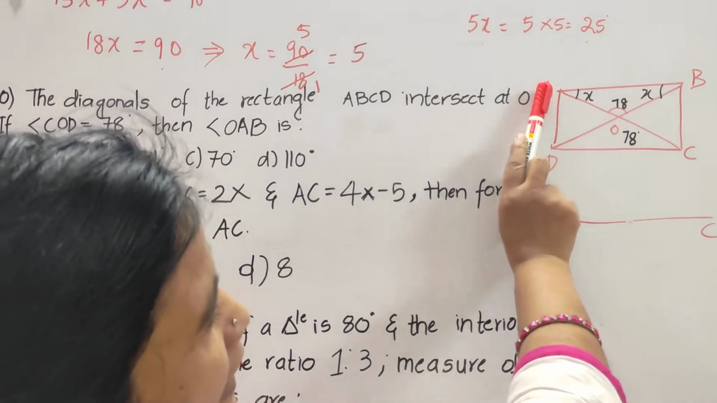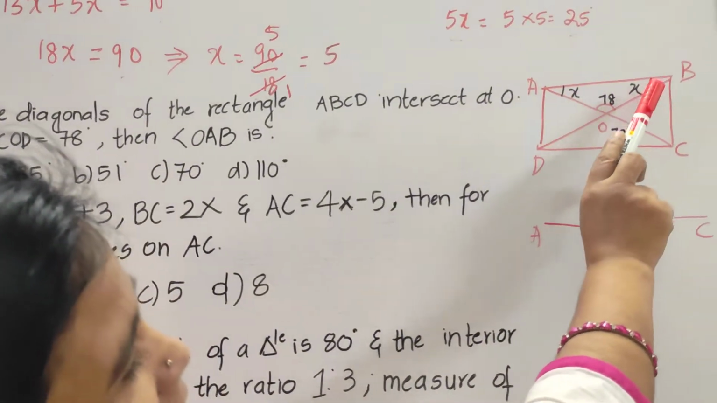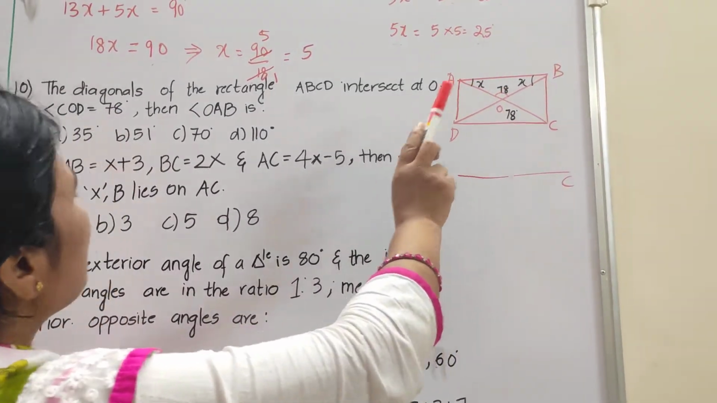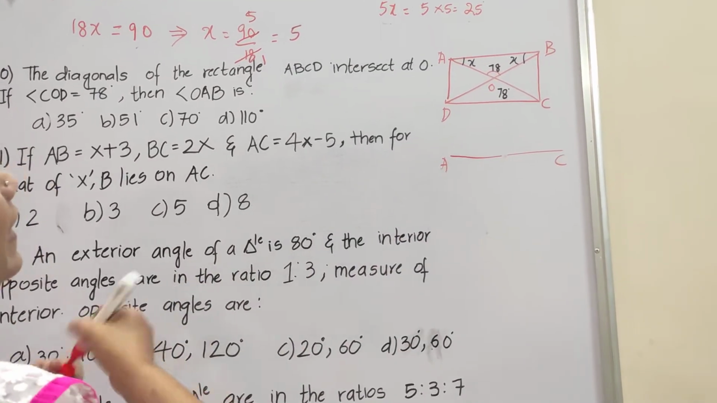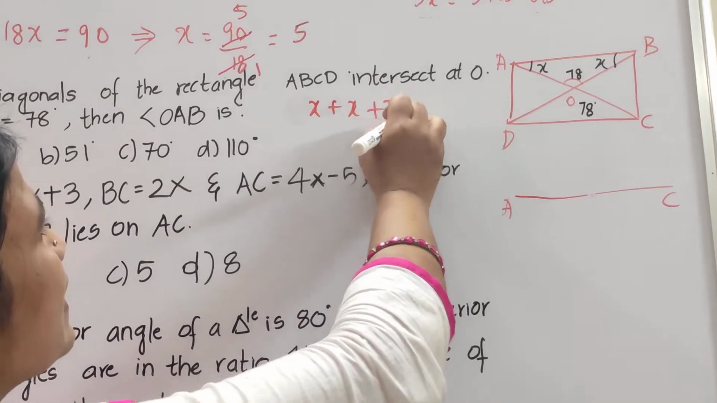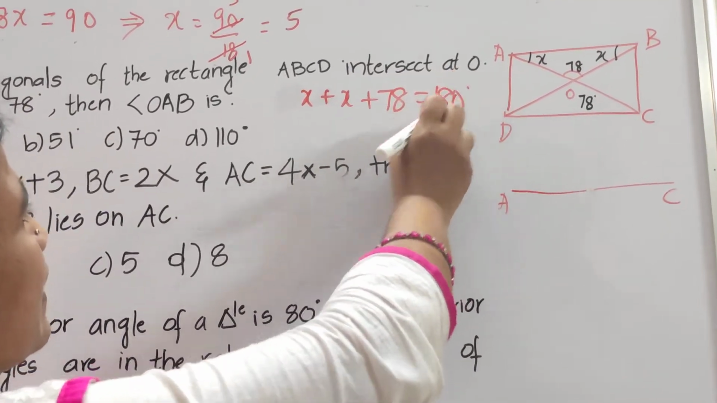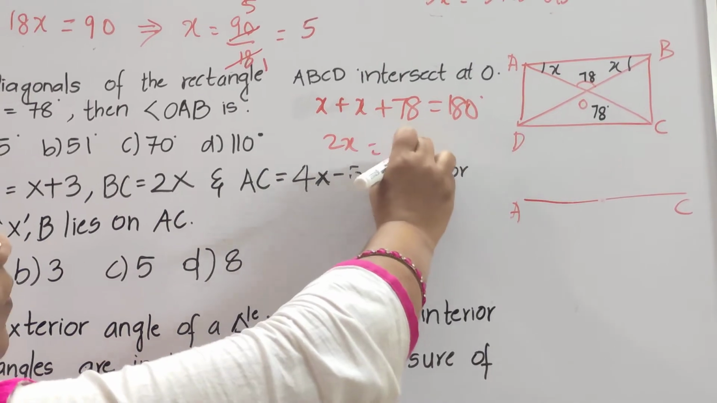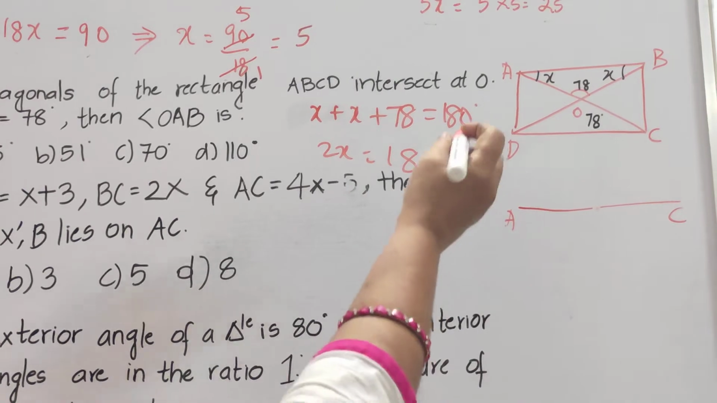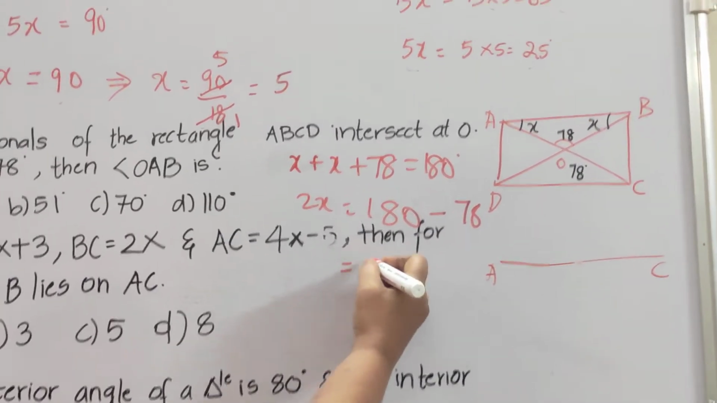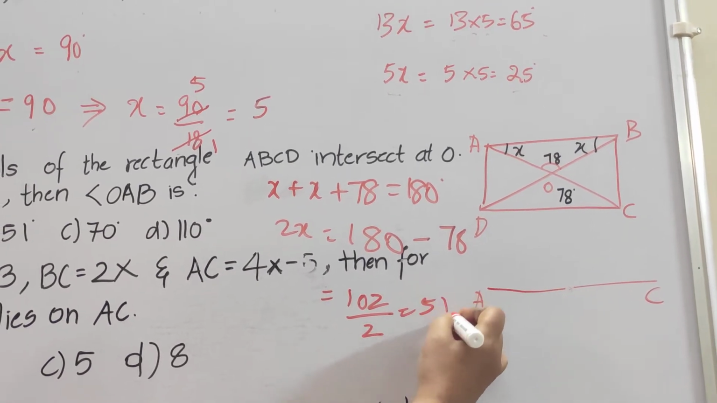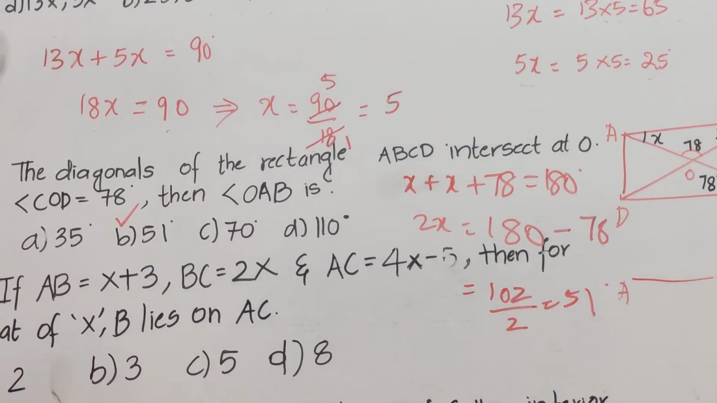So in the triangle AOB, the sum of three angles is always 180 degrees, right? So x plus x plus 78 will be equal to 180, right? So 2x equal to 180 minus 78. So when you subtract, you get 102, right? Divided by 2, it becomes 51 degrees. Okay? So this is the right answer.